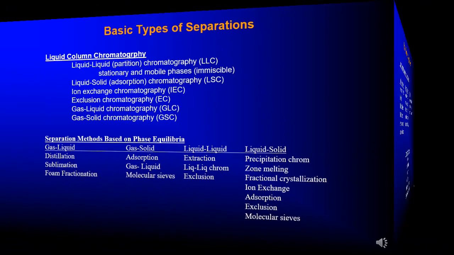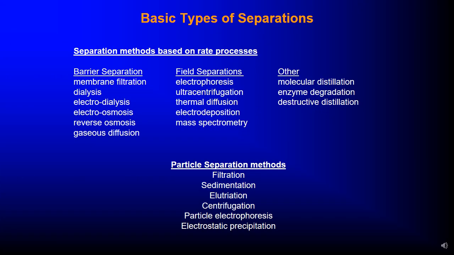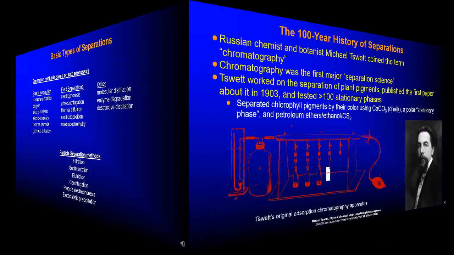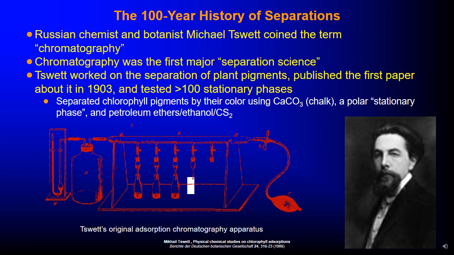So basic types of separations. We can have liquid-solid chromatography and ion exchange chromatography. We can have separation methods based on rate processes, so we can have barrier separation and gas-solid, where we have membrane filtration, dialysis, electrodialysis, electroosmosis, reverse osmosis. Then you can have electrophoresis and centrifugation.